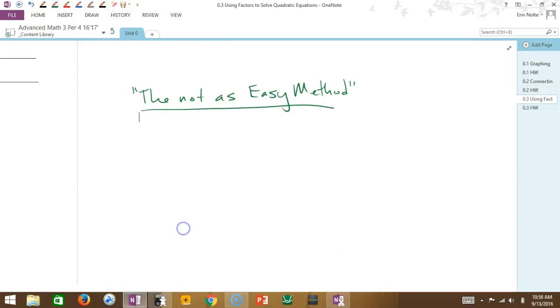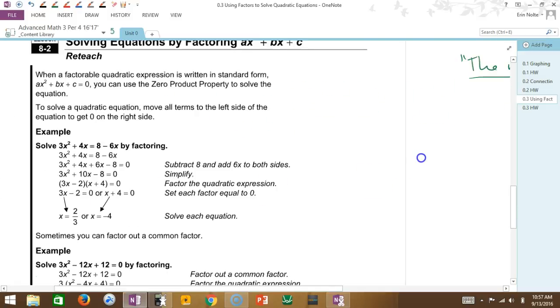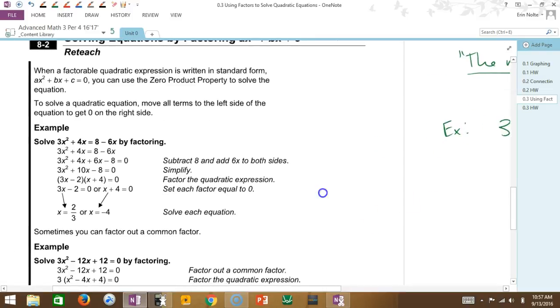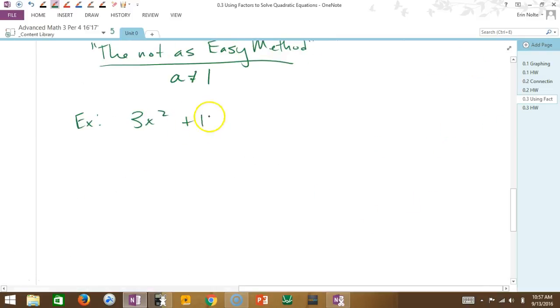That was funny. Okay, so when am I going to use the other method, the not so easy method? When a does not equal 1. You have to use this other method when the a value is not 1. Okay, hold on, I need an example. So example: 3x squared plus 10x minus 8. Let's say we're just simply factoring it.